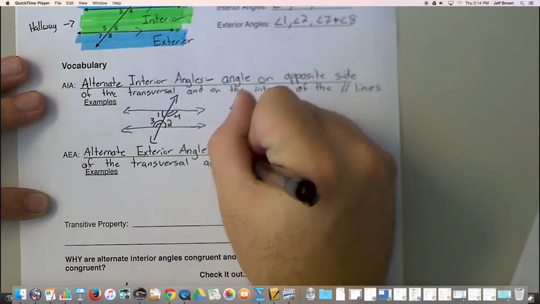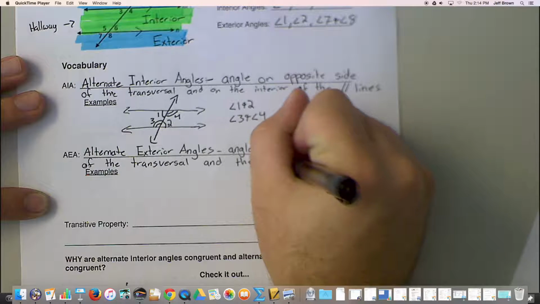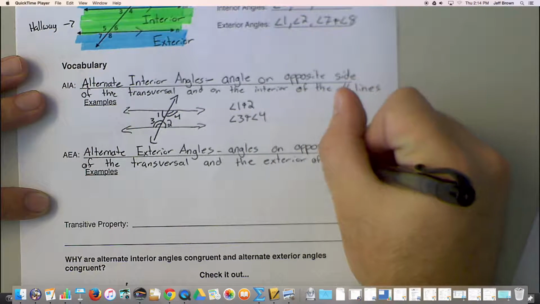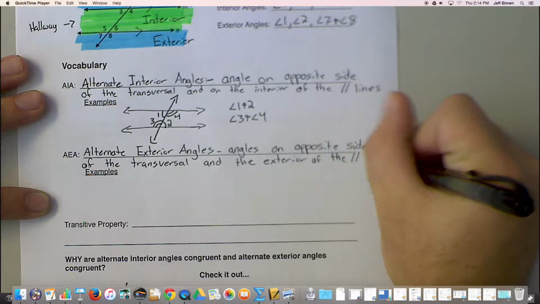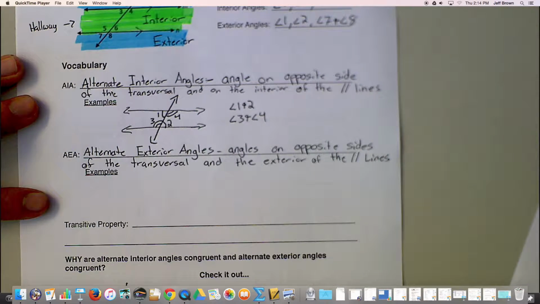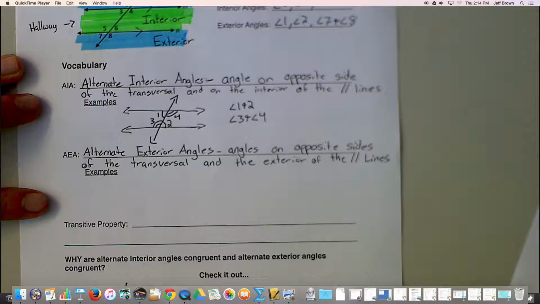And in this case, they're on the exterior of the parallel, and I'm going to use that abbreviation or symbol, parallel lines. So I have alternate exterior angles on opposite sides of a transversal, which are on the exterior of my parallel lines.